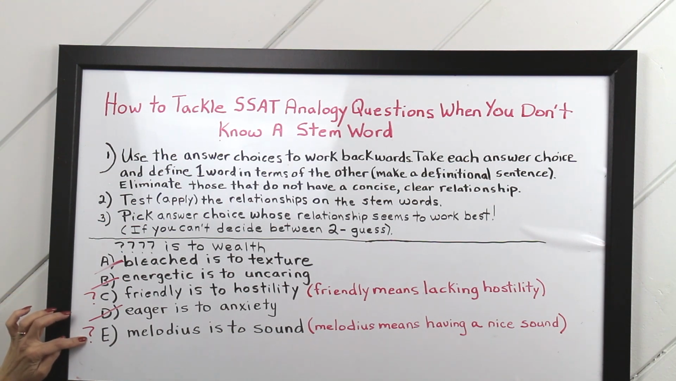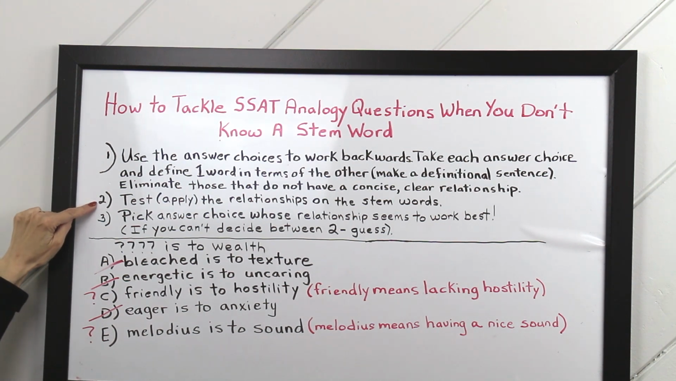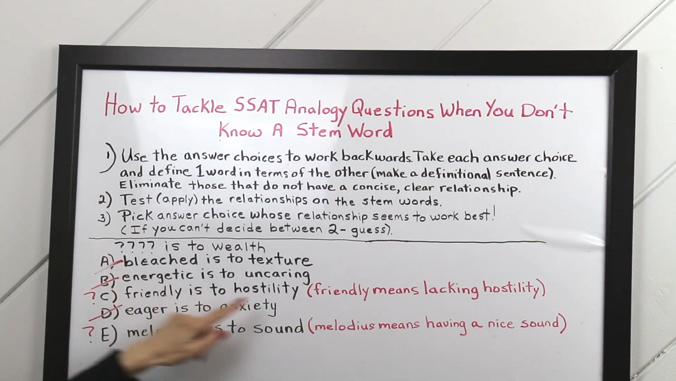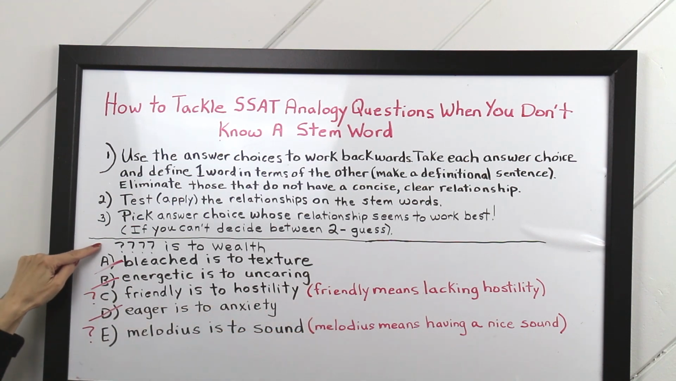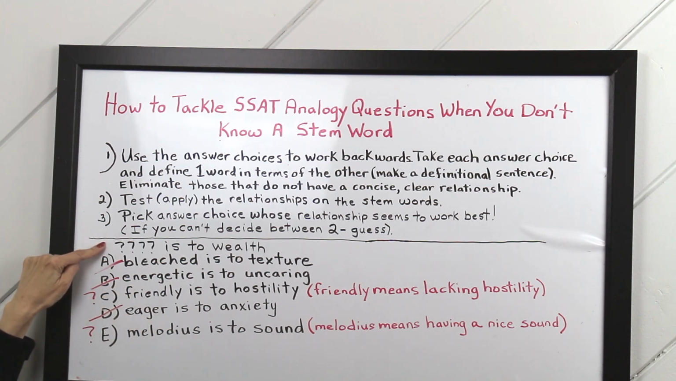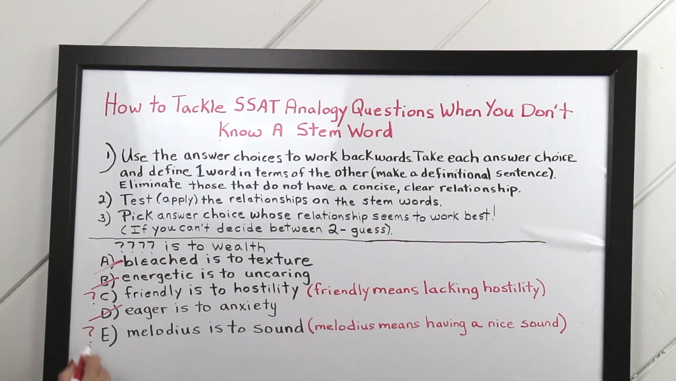You're in great shape. Technically, with 2 choices, you could guess, but we can do better than that with step number 2. We're going to test or apply the relationships on the stem words. Could the first stem word mean lacking wealth? Just like friendly means lacking hostility, it could. So we're going to leave C in, it's a keeper. Could the first stem word mean having a nice wealth, like melodious means having a nice sound? No, we don't define wealth in terms of nice wealth or mean wealth. So I'm going to get rid of E.